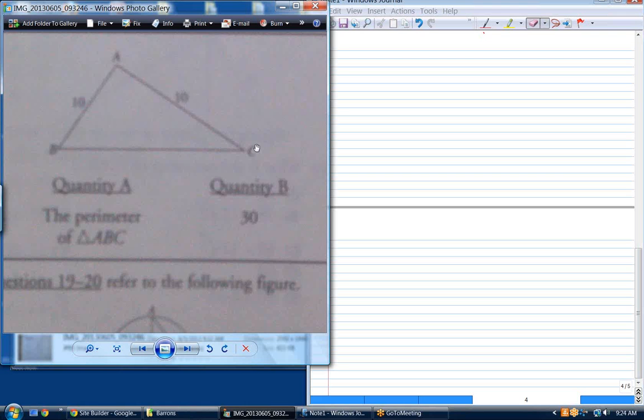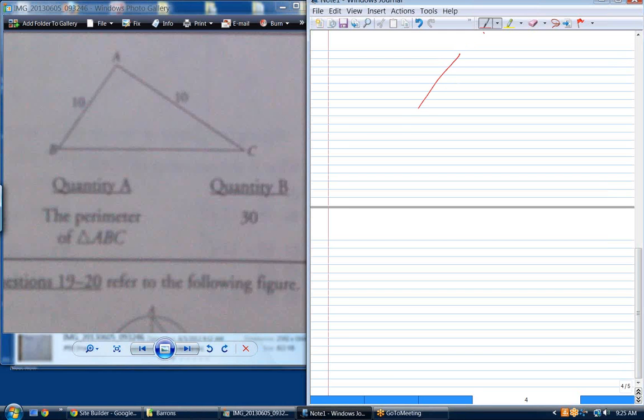Quantity B would be larger. Okay. I like to try to solve this problem visually by altering this angle. In other words, I can make BC much bigger than 10, right? I could easily make it 12. But if I make this angle small, I could also make BC short. In other words, this would be the side 10, this would be the side 10. I could certainly make that 8.